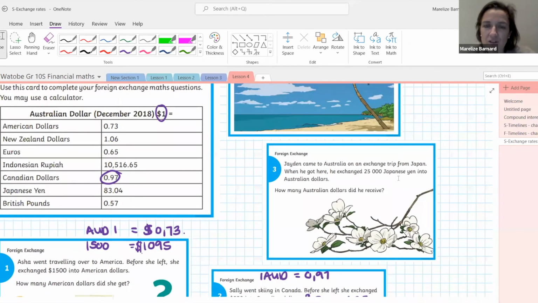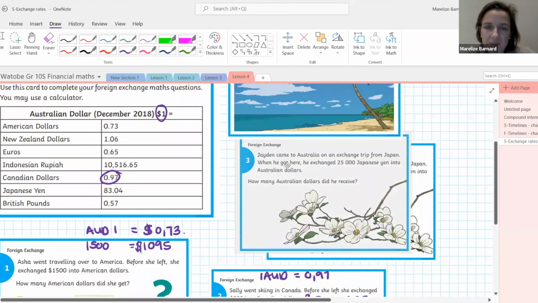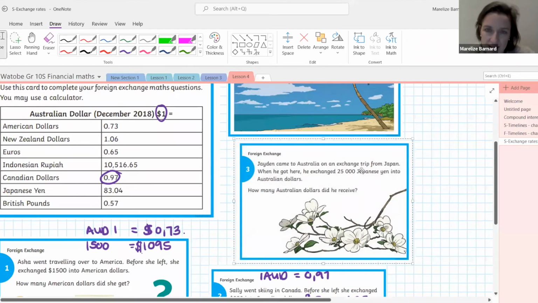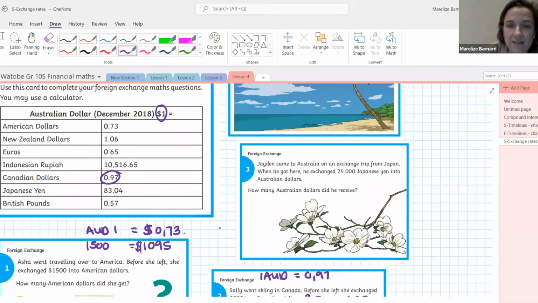Okay, where are we going next? So we've got Jaden. Jaden came to Australia on an exchange trip from Japan. When he got here, he exchanged 25,000 yen into Australian dollars. How many Australian dollars did he receive? So here's our conversion for Japanese yen. It's 83.04, gives me 1 Australian dollar.